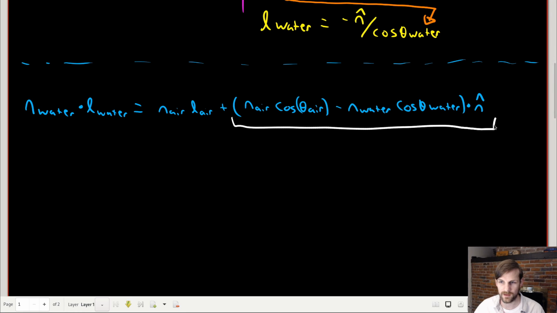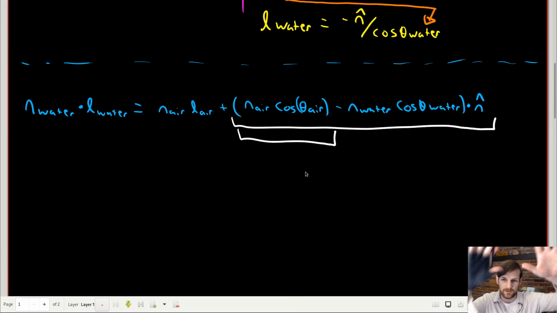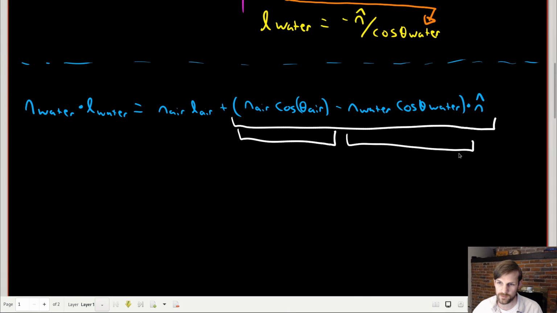What is this saying exactly? This right here is a projection of the normal above the surface. So this is a projection onto the normal above. This down here is a projection onto the normal below. And what we're doing here is we're seeing how far the normals have changed, thereby giving us a ratio of how far our angle has shifted. The main issue here is that there are two unknowns. We don't know L of water, but we also don't know cosine theta of water.